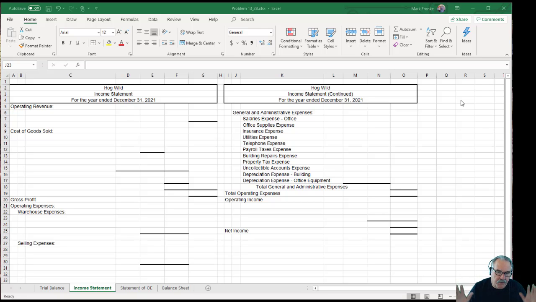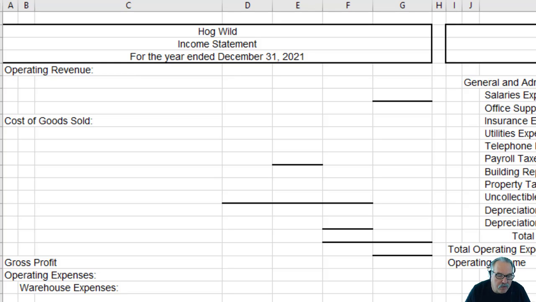With a merchandising company, the most important thing to remember here is that we have a split in this income statement, and we have something called gross profit. Gross profit is sales or revenue minus cost of goods sold. In other words, operating revenue is how much we sold, and cost of goods sold is what was our cost of those sales.